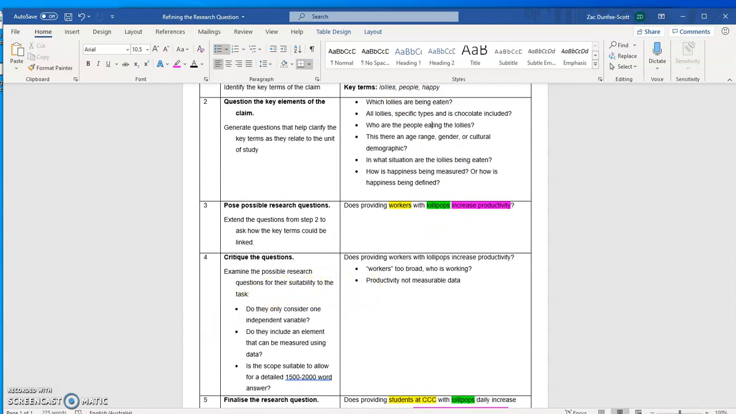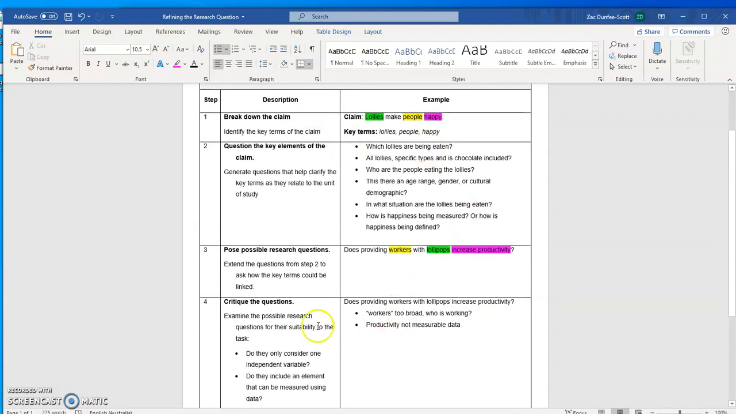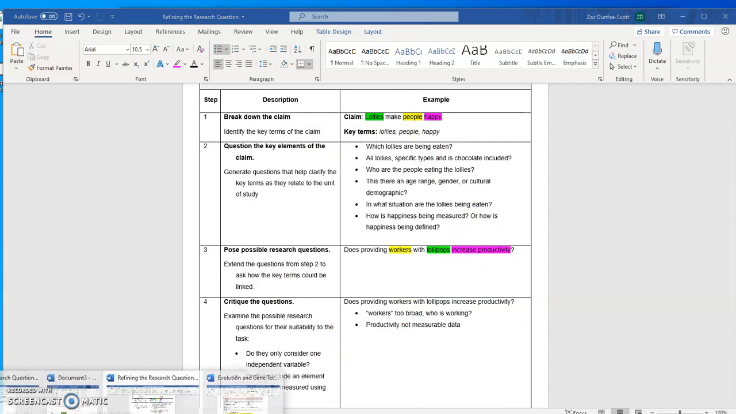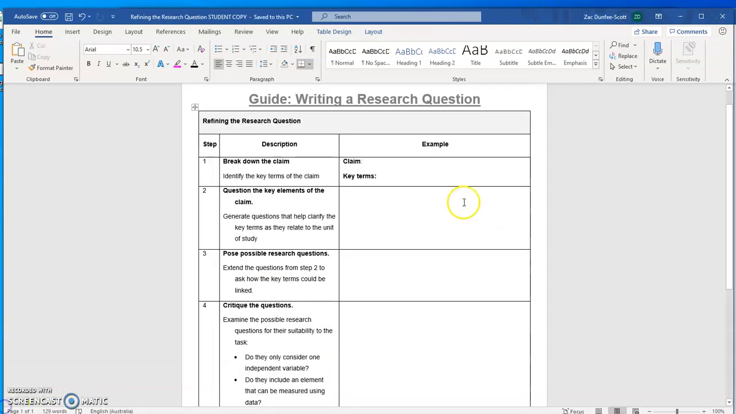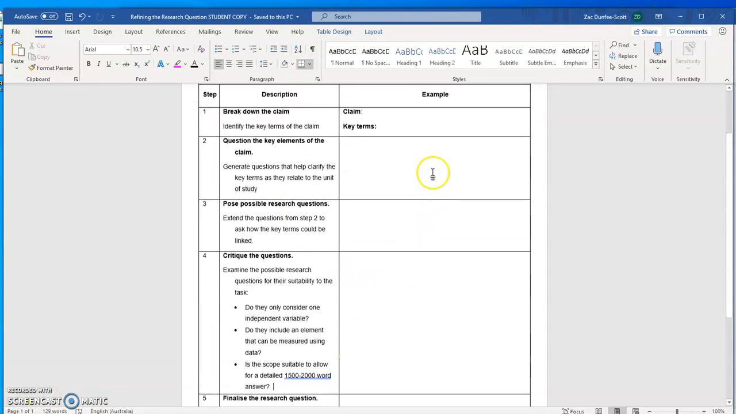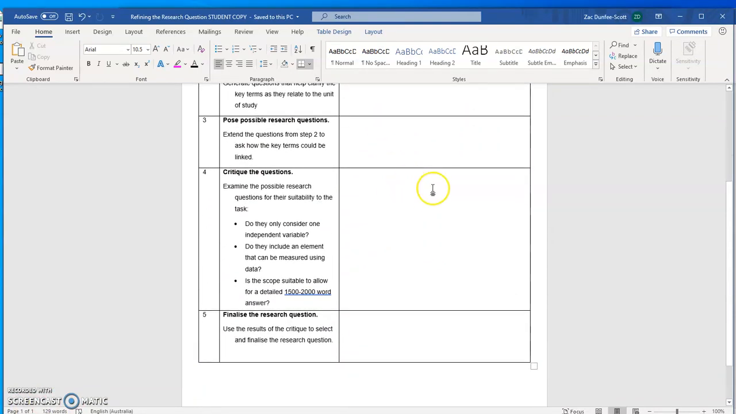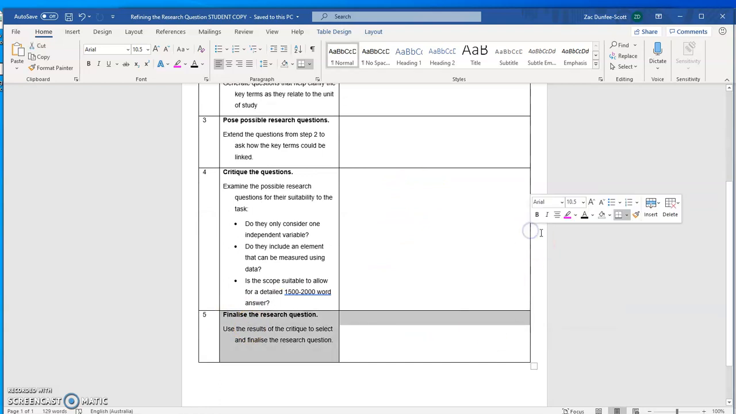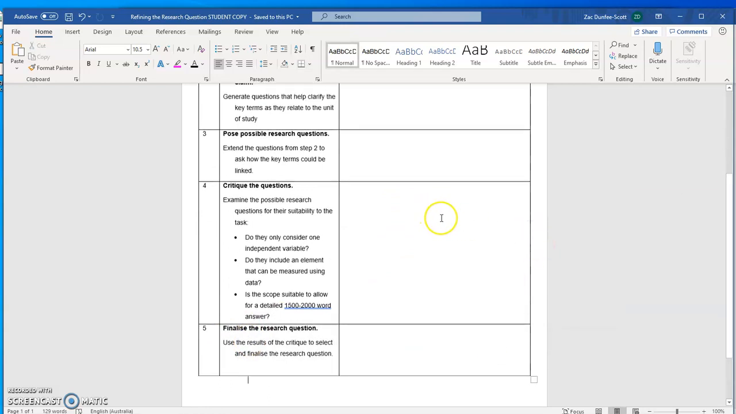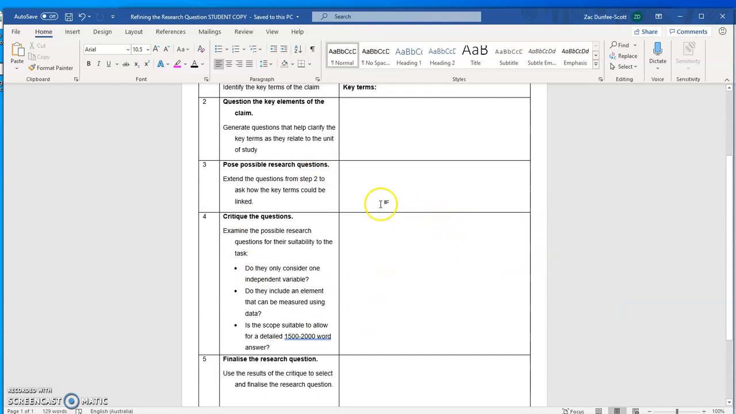So breaking down your claim and thinking about the key points is very, very important. So what I need you guys to do, I will have a blank one of these sheets up on OneNote. I need you to work through this, and I need by Friday for you to have a finalized research question with your piece of evidence that answers it. And then that allows us to go on.